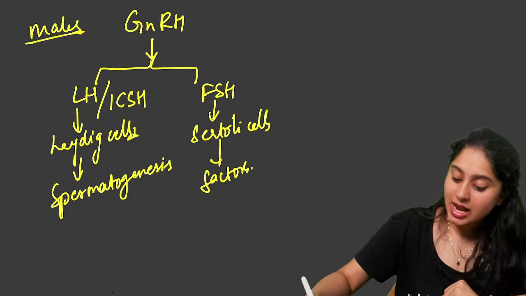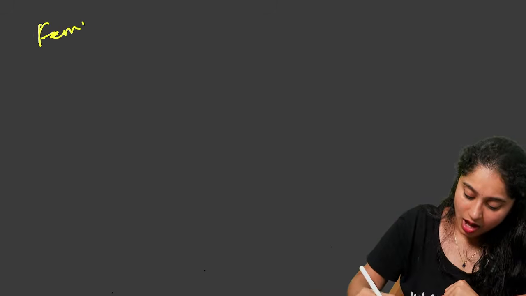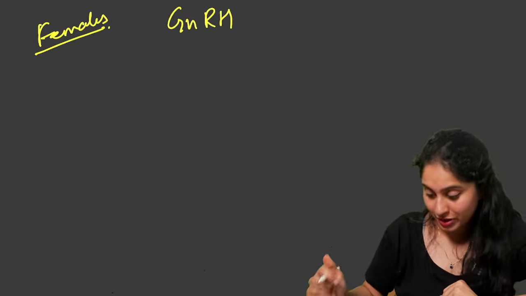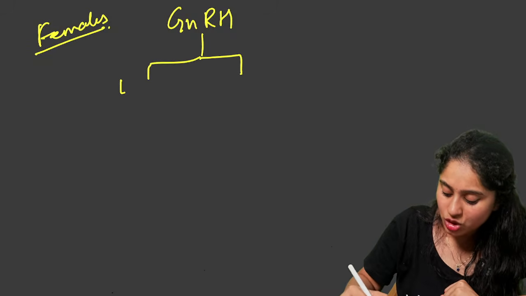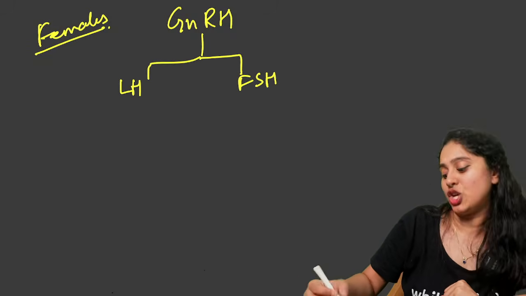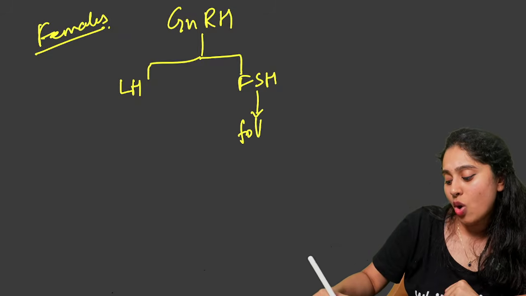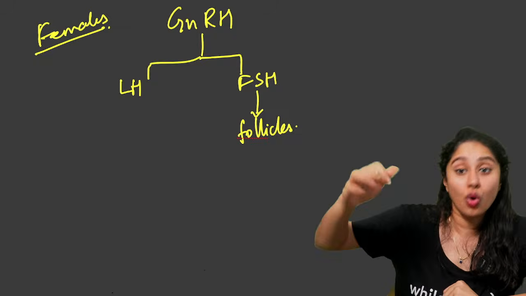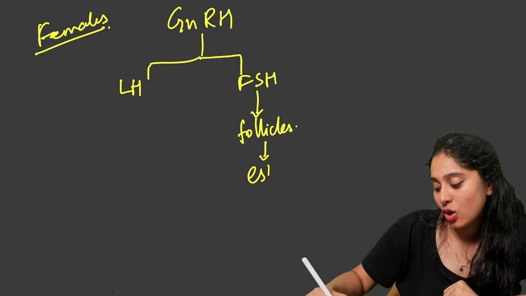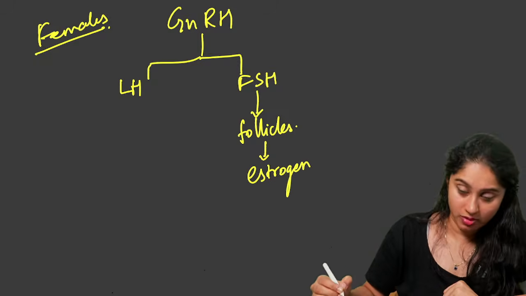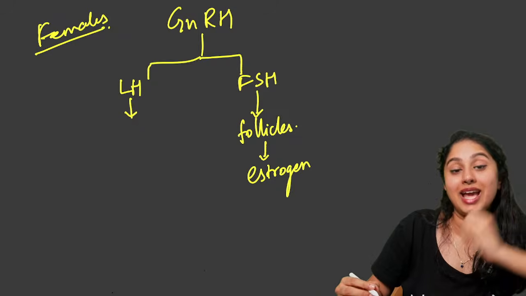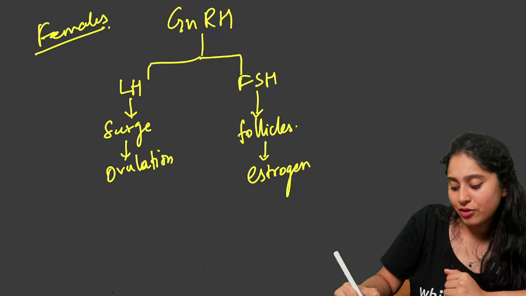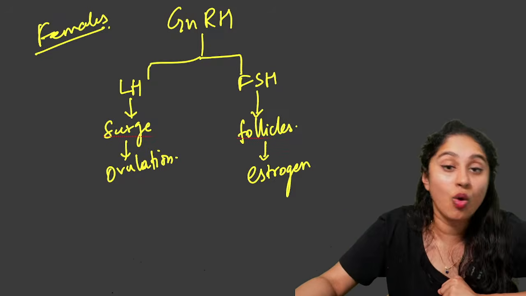Okay, understood? Now, in the case of females, the hormonal regulation works like this: once the GnRH has been released during puberty, it will again ask the pituitary to release two hormones, LH and FSH. Now this FSH will go and stimulate the follicles to grow, and these follicles will release a hormone known as estrogen. Now this LH will have a surge in the middle of the cycle, which will contribute to ovulation and further developments in the ovary.